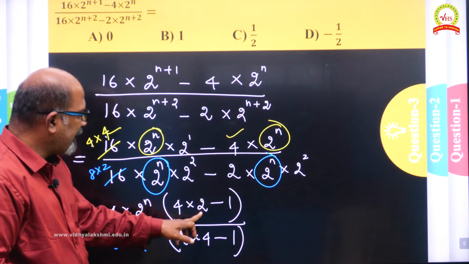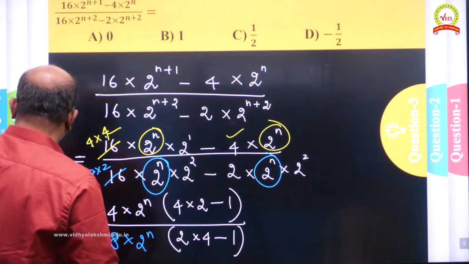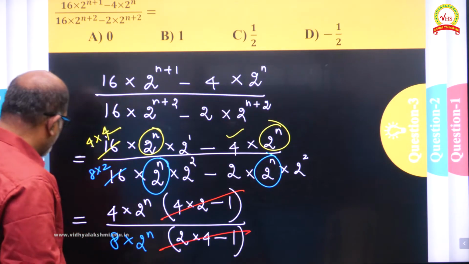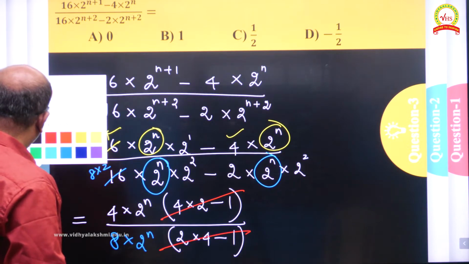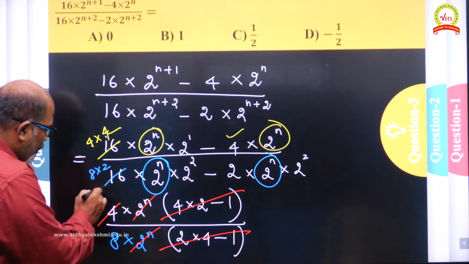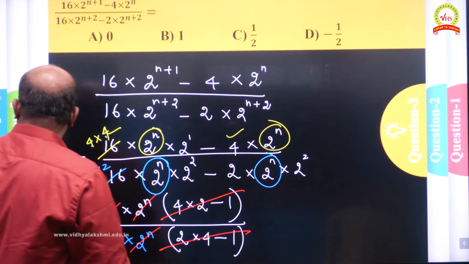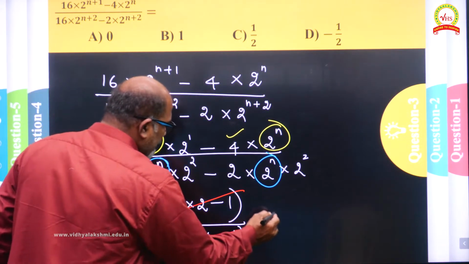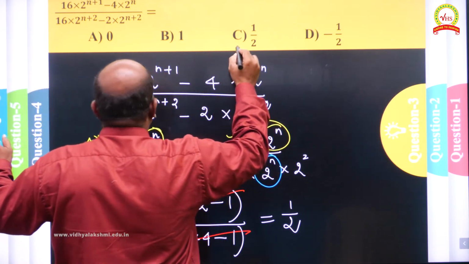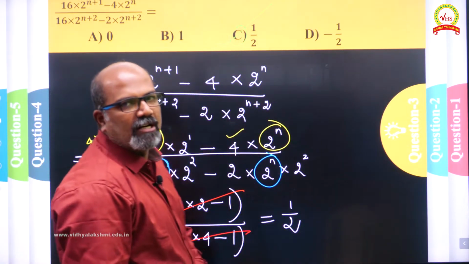See, this is actually 4 into 2 is 8. 8 minus 1, it is 7. And in the denominator also we have the same thing. So we can make cancellation here. What is the remaining here? Here also it is possible to make cancellation. This 2 power n and this 2 power n will go off, and 4 1 time and 4 2 times, 4 2s are 8. So what is the answer for this problem? The simplified answer we are getting is 1 by 2. 1 by 2 is the answer, and it matches option C. Option C is the correct answer for this question.